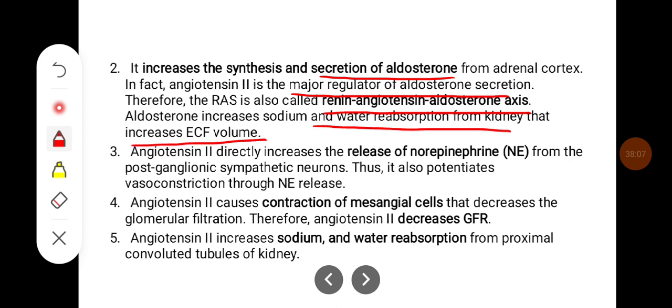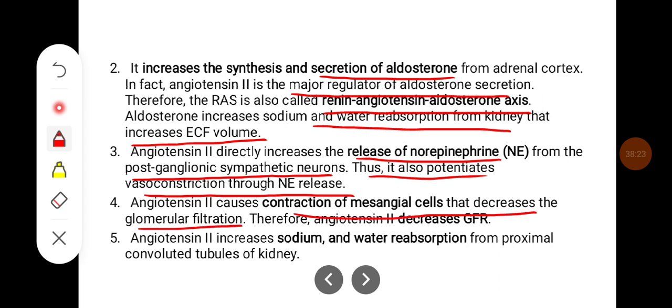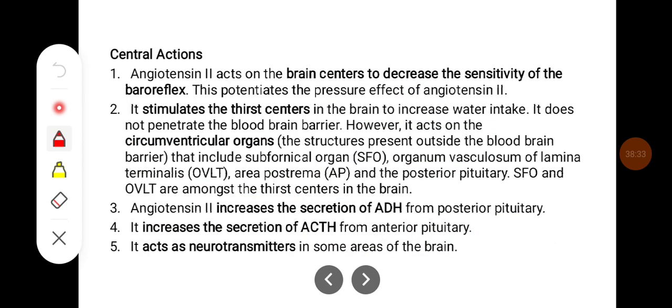Angiotensin 2 directly increases the release of norepinephrine from postganglionic sympathetic neurons. Thus, it also potentiates vasoconstriction through norepinephrine release. Angiotensin 2 causes contraction of the mesangial cells, which decreases glomerular filtration. Therefore, angiotensin 2 decreases the GFR. Angiotensin 2 increases sodium and water reabsorption from the proximal convoluted tubules of the kidney.